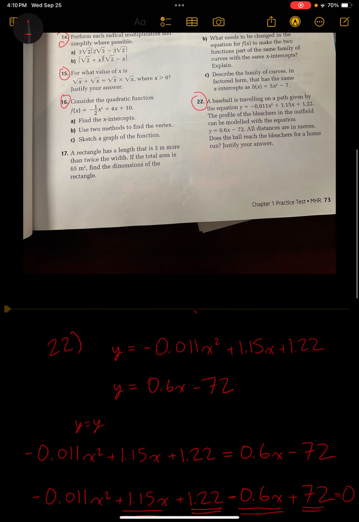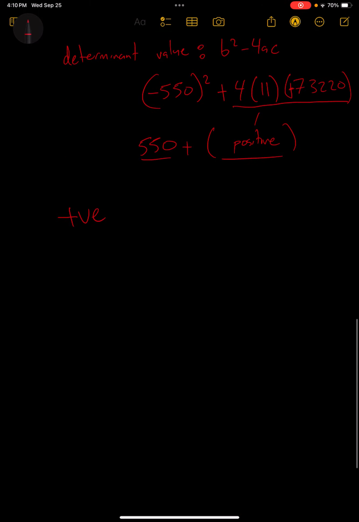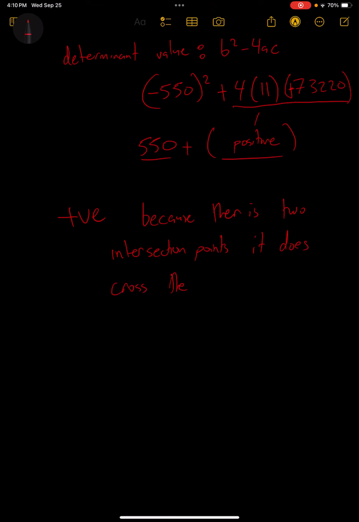So what does the question ask us? Does the ball reach the bleachers for a home run? Yes, it does, because I get an intersection. There are two intersection points, actually. It does cross the bleachers.